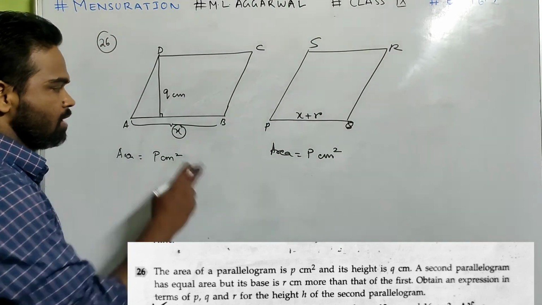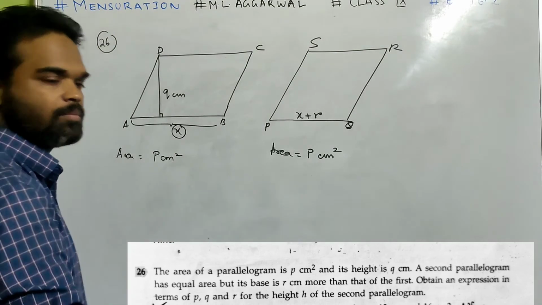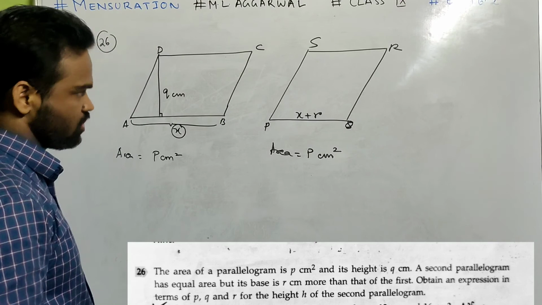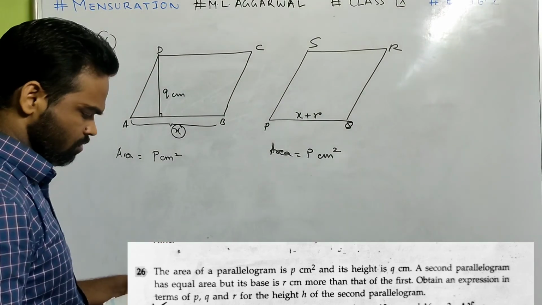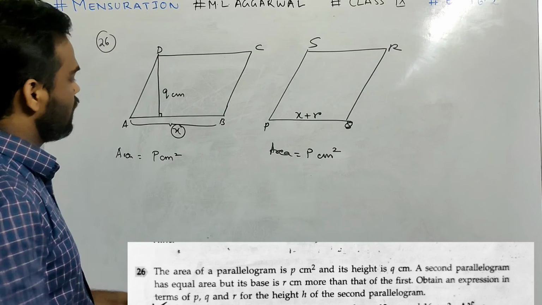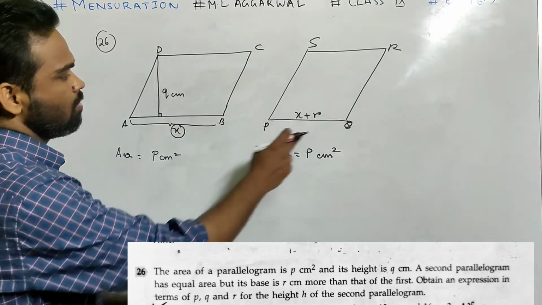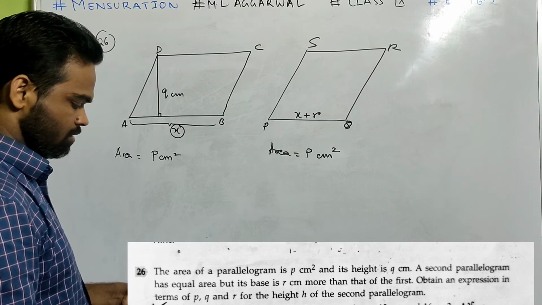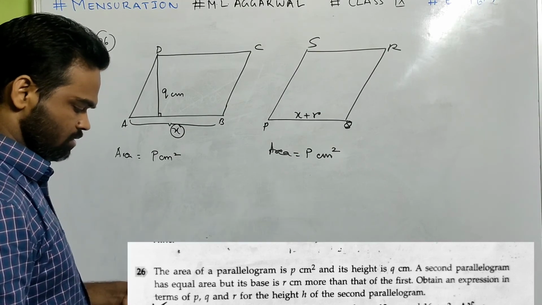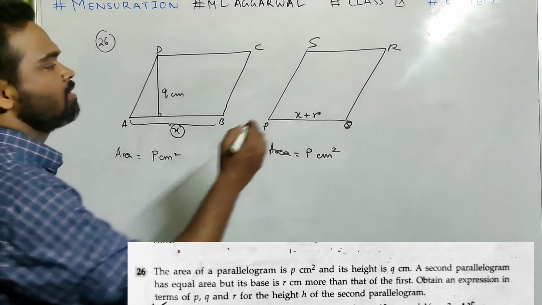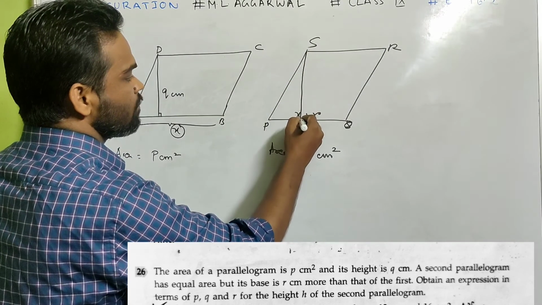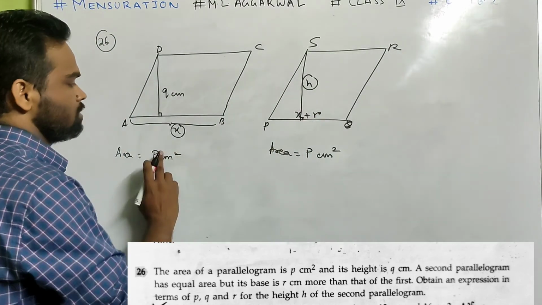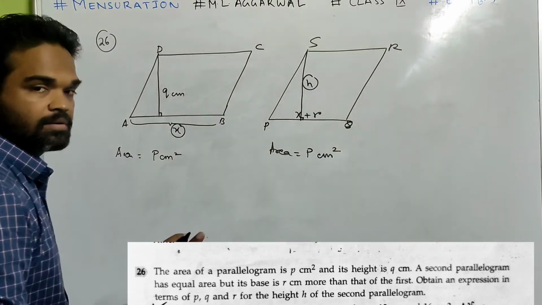Am I clear or not? This is X plus R centimeter more. Obtain an expression in terms of P, Q, R and H. Where's Q? Oh, height is Q. So P, Q, R and H. Obtain an expression for the height H of the second, suppose this is your H. So we need a relation between Q, H, P and R.